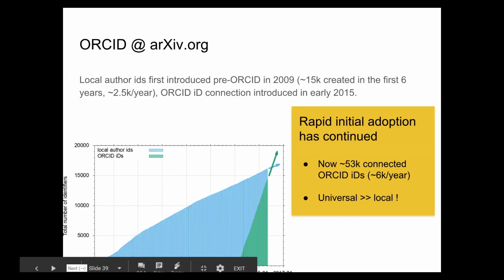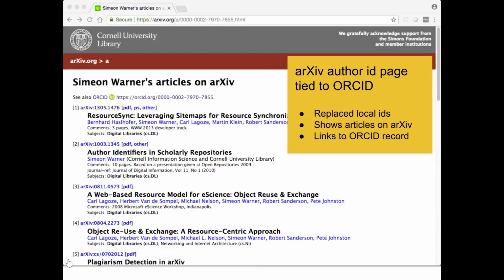So Archive has now essentially deprecated the local identifiers and relies instead on an ORCID-based identifier, where, for example, here's my author page on Archive, which lists directly the articles associated with me on archive.org, and of course links off to my ORCID record, which might have a larger set of records elsewhere.